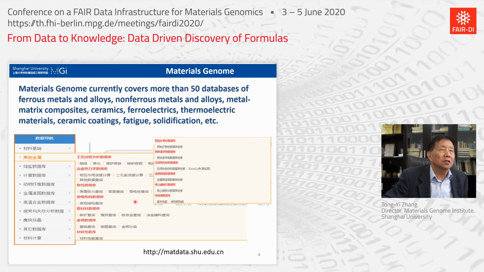Currently, Maturetsunami covers more than 50 databases of ferrous metals and alloys, non-ferrous metals and alloys, metallic matrix composite, ceramics, ferroelectric materials, thermoelectric materials, ceramic coatings, fatigue, certification, and so on. This is our materials genome website. Currently we are trying very hard to build up the English version of our database.